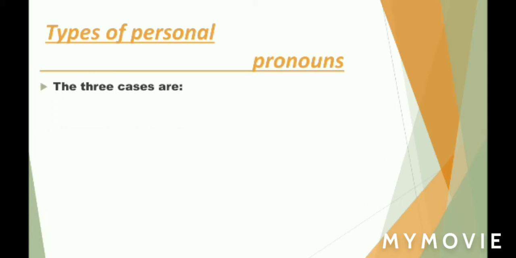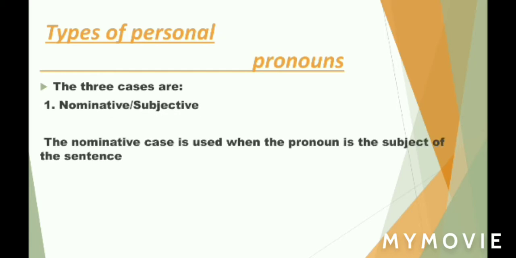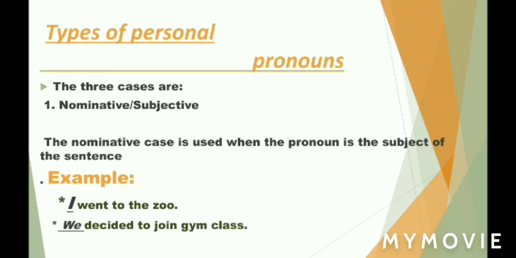The three cases are nominative or subjective case. So what is nominative case? The nominative case is used when the pronoun is the subject of the sentence. For example, I went to the zoo. Now we are using the pronoun at the beginning of the sentence. That's why the subjective case is I, not me. Next one, we decided to join gym class.